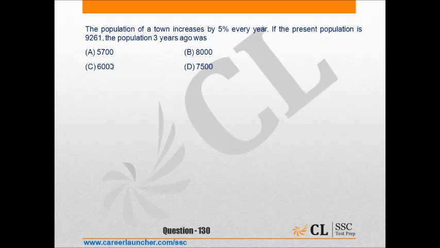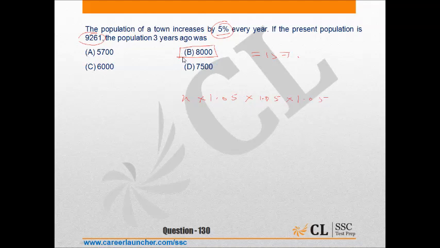The population of a town increases 5% every year. If the present population is 9261, then the population 3 years ago is? It is a compound interest question in which every year the population is getting multiplied by 1.05, 1.05, 1.05. We know that if it would have been simple interest, 5% in 3 years would have resulted in 15%, and 15% after adding into something would have been close to 9261. The closest option is 8000.